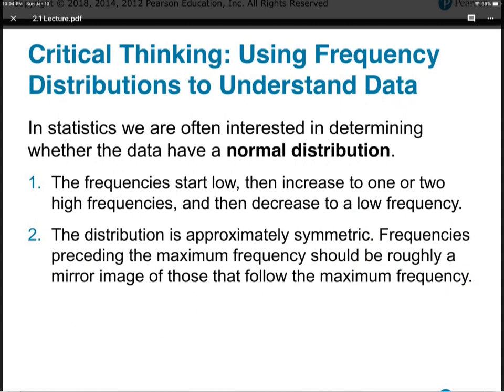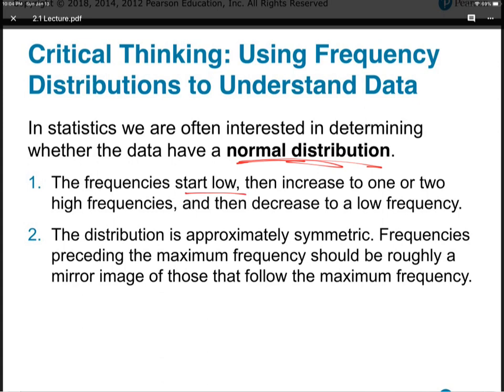So, critical thinking, using frequency distributions to understand data. In statistics, we're often interested in determining whether data have a normal distribution. You heard of that before? The normal distribution?